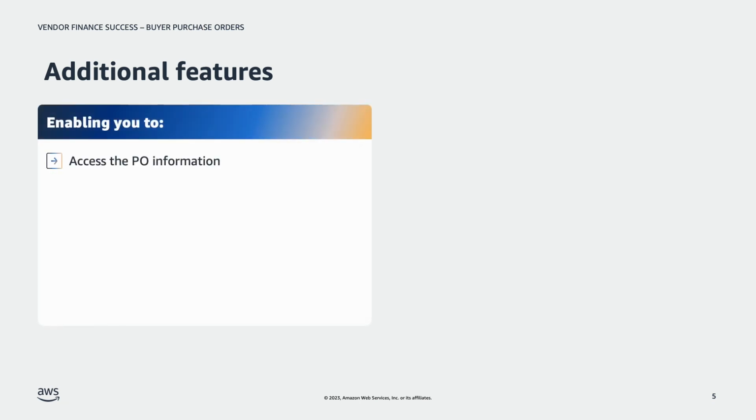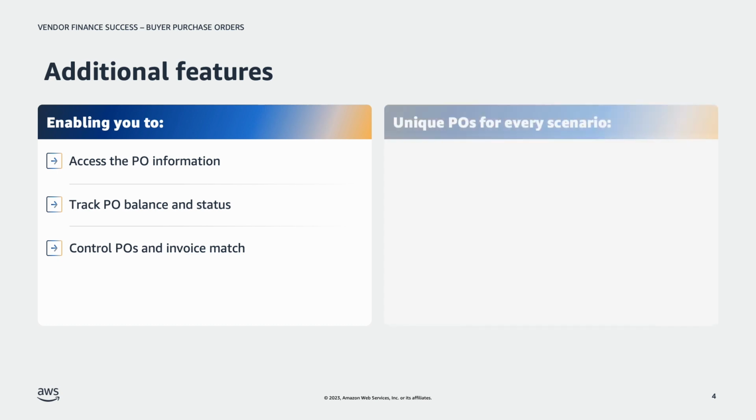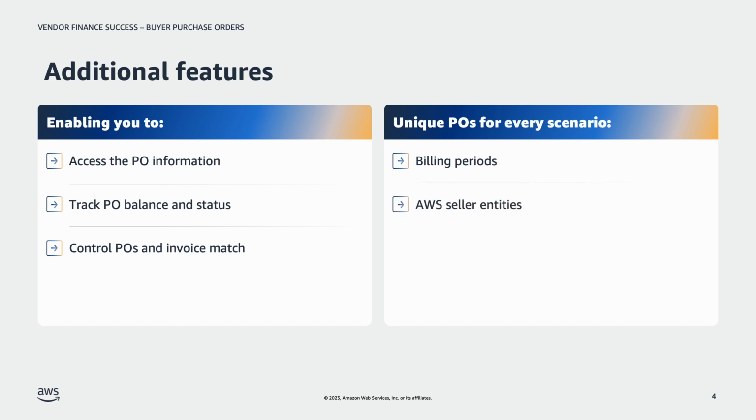The management tool enables self-service access to PO information to update details at any time, the ability to track PO balance, status, and expiration, and the ability to control POs and invoice match. The tool also features more flexibility to use unique POs for different scenarios, including billing periods, AWS seller entities, and different invoice types, such as upfront service fees from AWS Marketplace subscriptions versus monthly usage charges, considered an anniversary invoice.